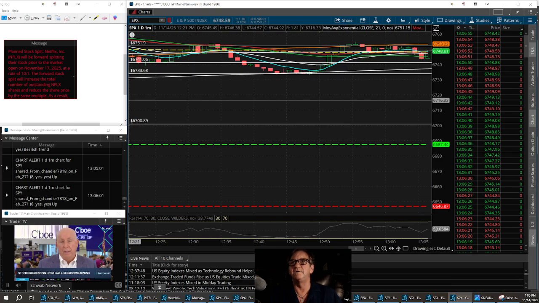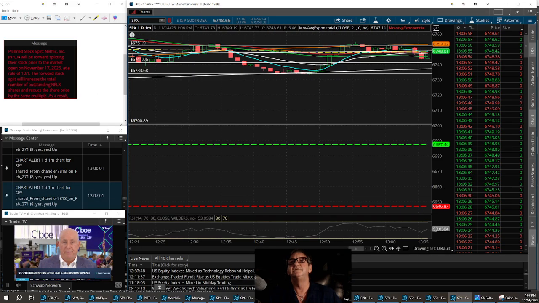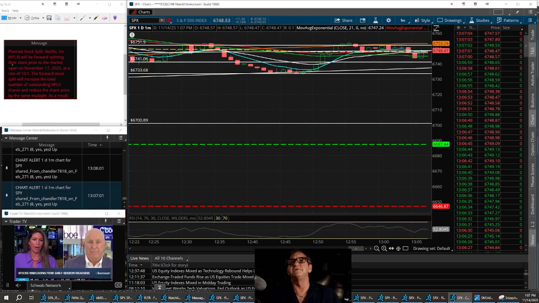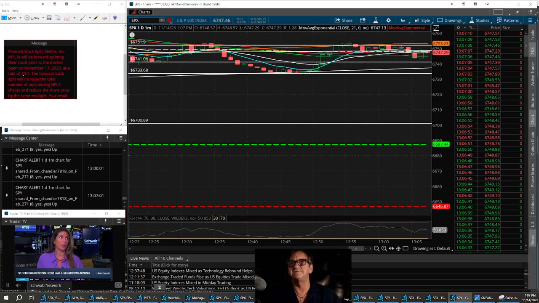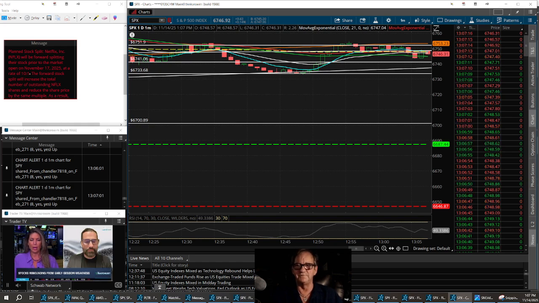And also an update. We've got a planned stock split of Netflix. They'll be forward splitting their stock prior to the market opening on November 17 of 2025. That's a 10-for-1 stock split. So I'd be watching this one here if you want to go long in a trade. Sometimes you want to give it a couple days. You could probably scalp it on Monday if it isn't already up by the time the bell rings. But I'd be looking to go in this thing long.